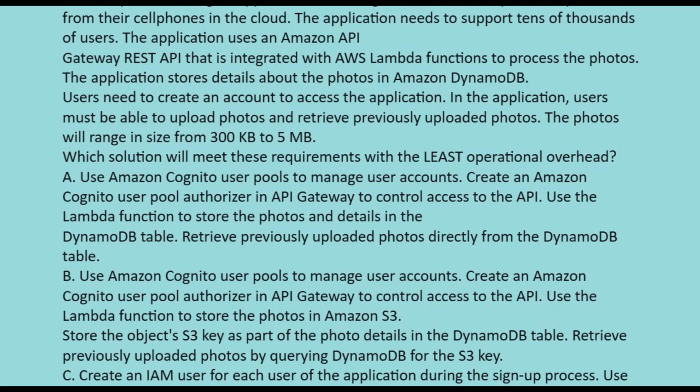Option B, use Amazon Cognito user pools to manage user accounts. Create an Amazon Cognito user pool authorizer in API Gateway to control access to the API. Use the Lambda function to store the photos in Amazon S3. Store the object's S3 key as part of the photo details in the DynamoDB table. Retrieve previously uploaded photos by querying DynamoDB for the S3 key.